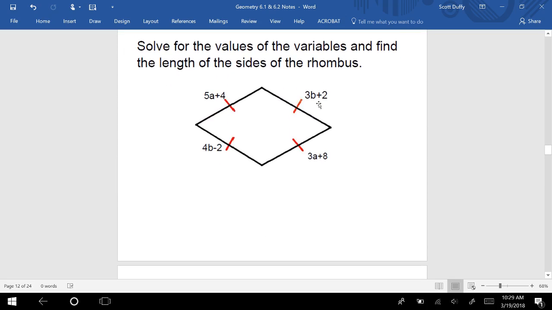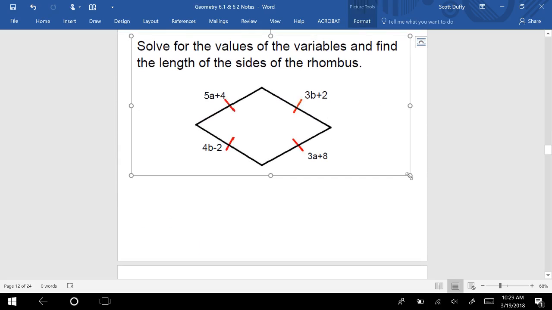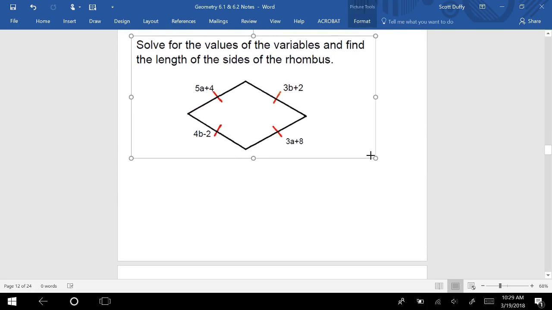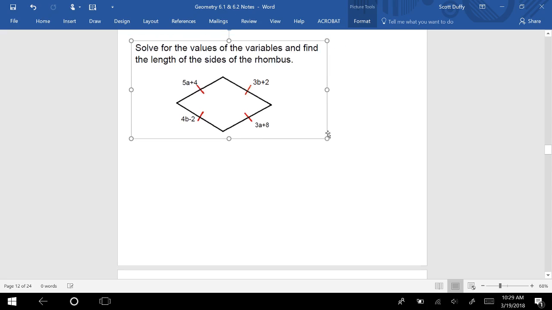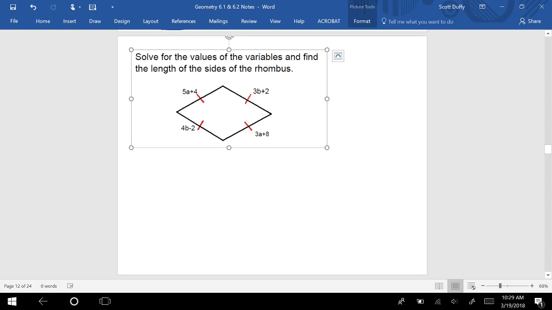Solve for the values of the variables and find the length of the sides. So this one takes it a step further. I have to solve for the values and then plug in those values to find the side length. But what I realize is that this is a rhombus, so all 4 sides are equal. Once I find A or B, I plug it into this side. If I solve it, it's going to be the same length for every single side. So let us find A and B.